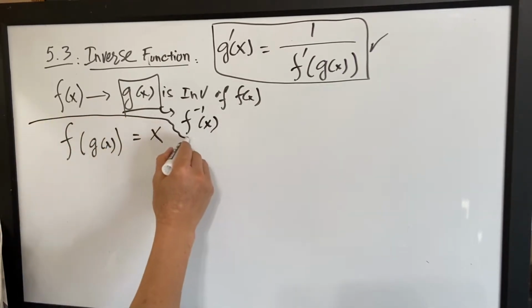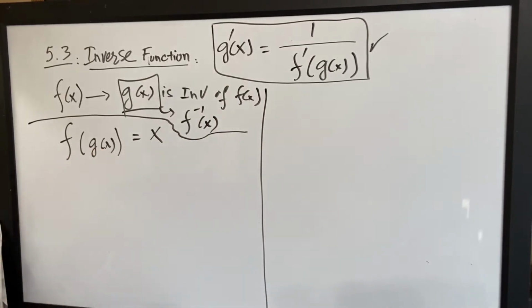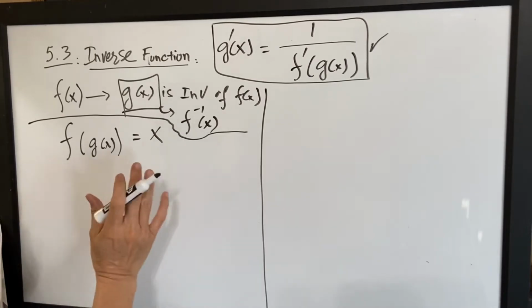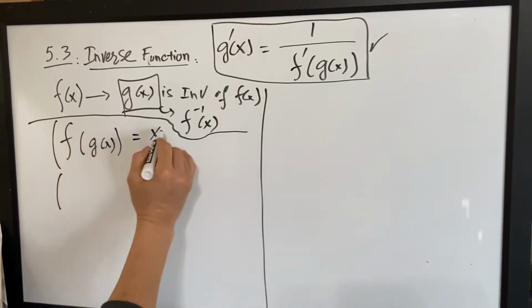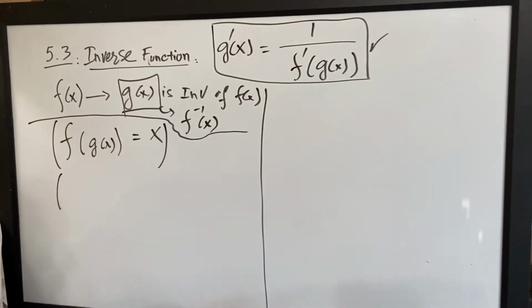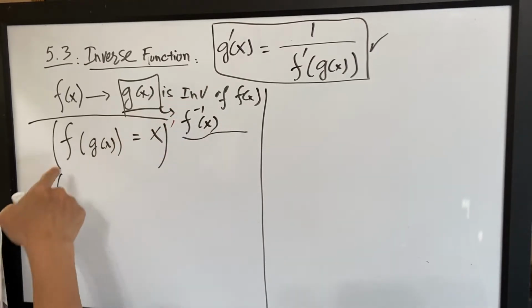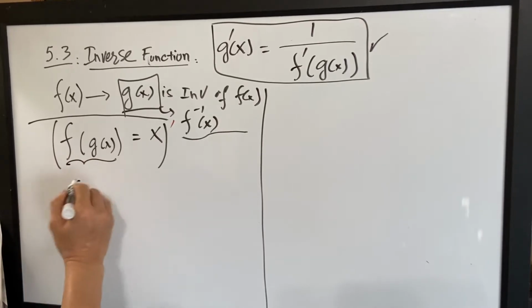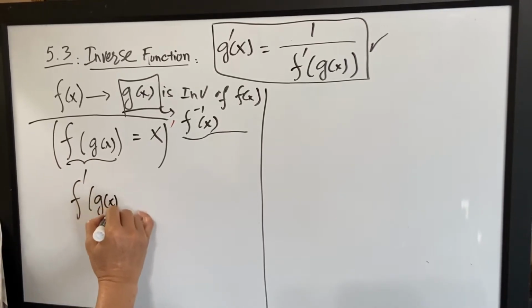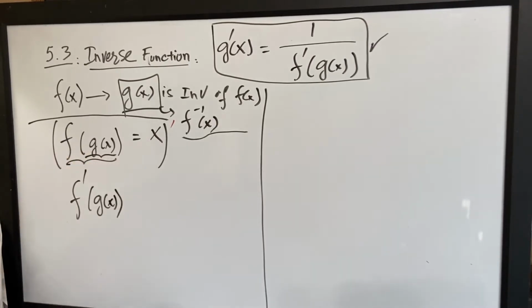Now, let me prove to you, how do we find the derivative of the inverse? This is the definition. I'm going to take the derivative of both sides, and that will give you, since this is a composite function, f prime of g of x. And since there's another layer right here.